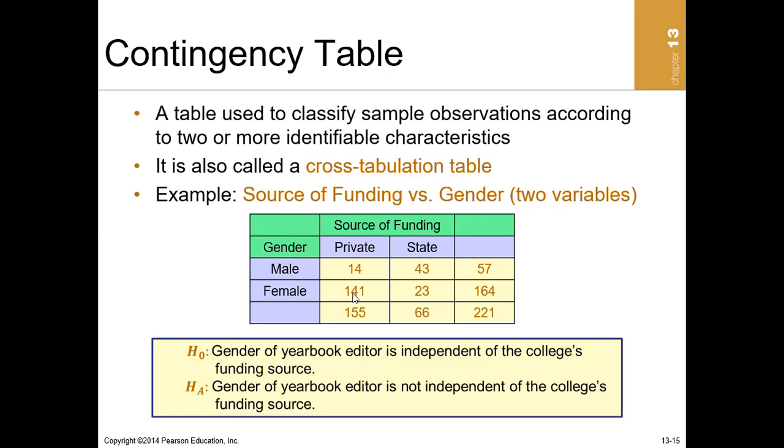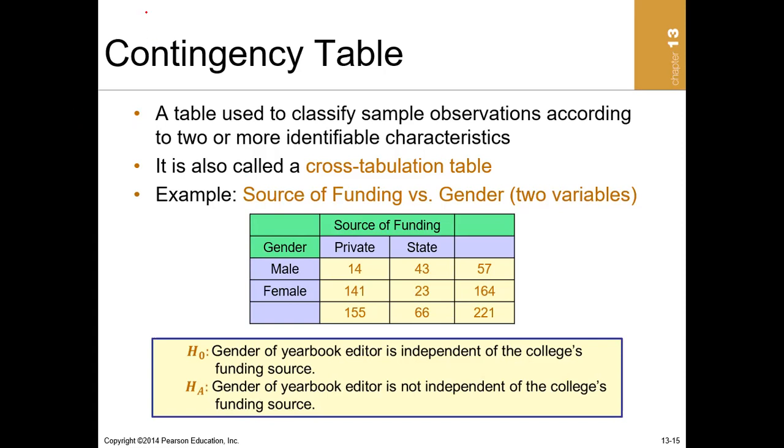Again, there are 141 females whose funding is private, and 23 females whose funding is from the state. Then the total female is 164, all right? Then what we have is the total private and total state. So the total private is 155, and the total state is 66.